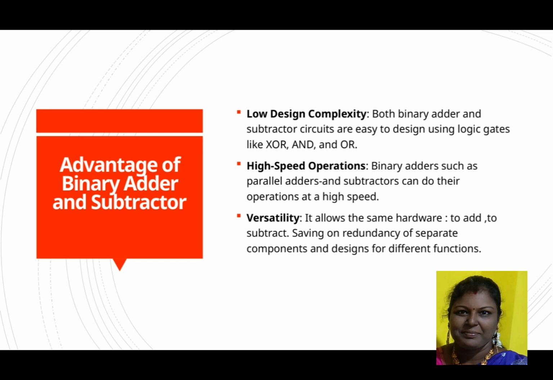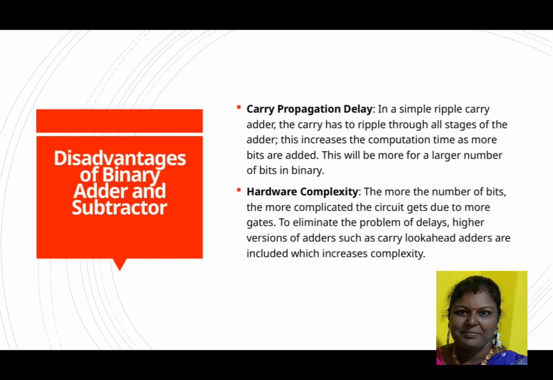Let's talk about the downsides of basic binary adders and subtractors. First, there's the carry propagation delay. In a simple ripple carry adder, the carry signal has to pass through every stage one by one. That means as you add more bits, the computation slows down. Then there's hardware complexity. More bits mean more gates, making the circuit bigger and more complicated. To fix delays, we use advanced adders like carry lookahead, but that adds even more complexity. It's a trade-off we have to manage.